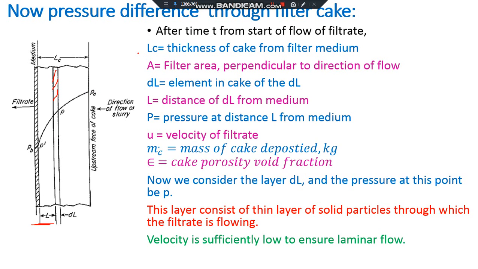So these are all the terminology. LC is the total thickness of the cake. Area is the filter area perpendicular to the direction of flow. DL, as I told you, is the element in the cake. L is the distance of DL from the filter medium. Then the pressure at the distance L from the medium, which we have written over here, the velocity of the filtrate, the mass of the cake deposited, and the porosity. With this we are deriving the formula for how to find out the cake resistance and the filter medium resistance.